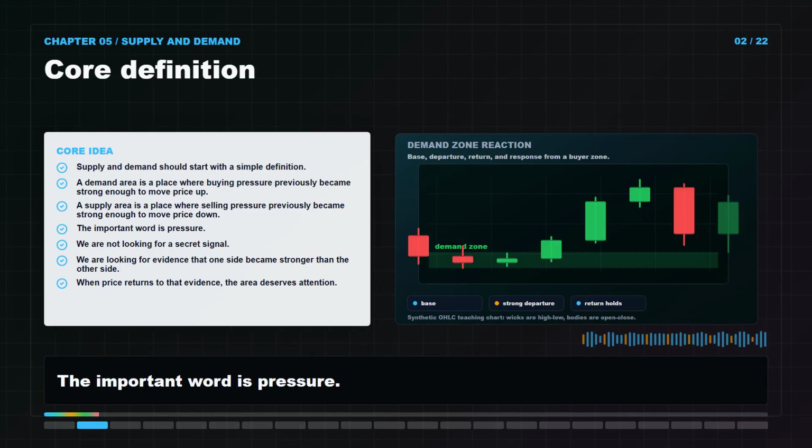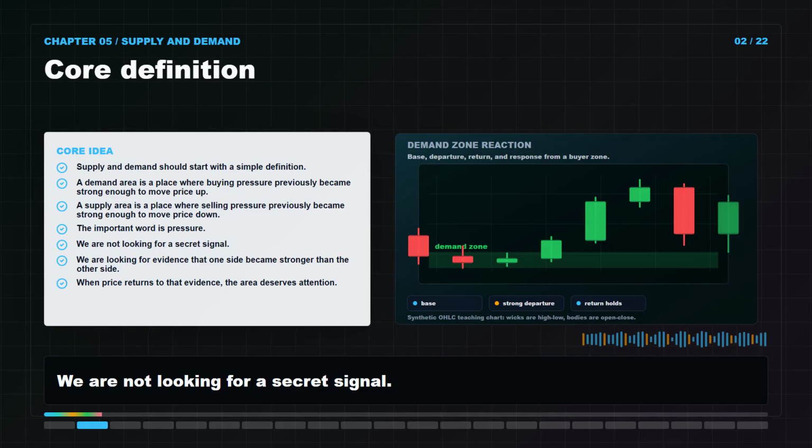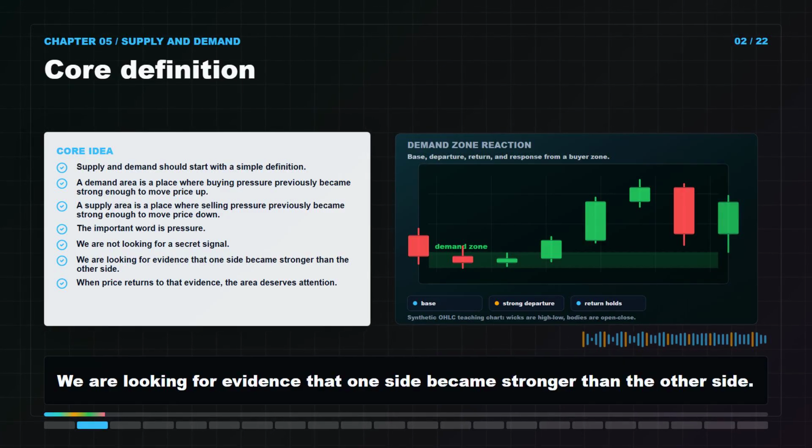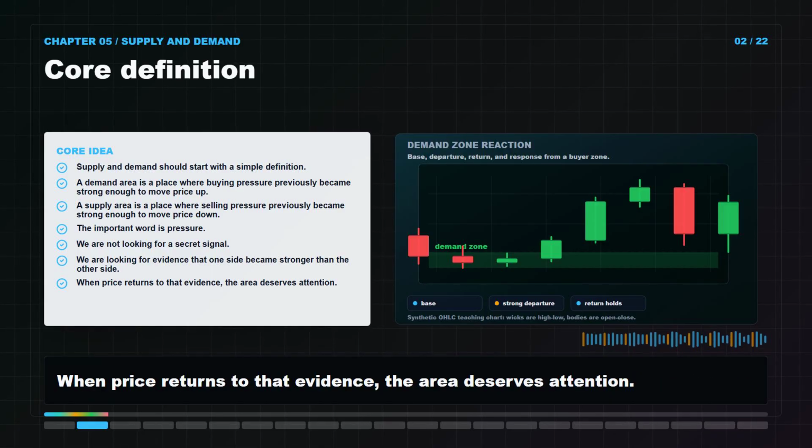The important word is pressure. We are not looking for a secret signal. We are looking for evidence that one side became stronger than the other side. When price returns to that evidence, the area deserves attention.